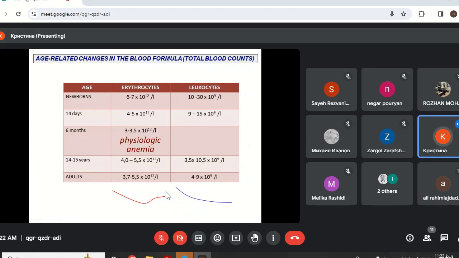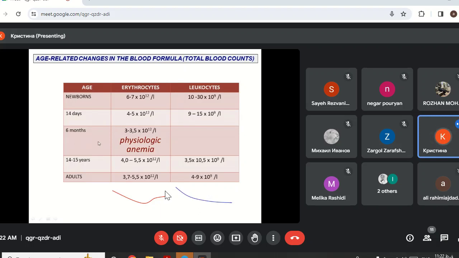Age-related changes in blood formula, total blood counts, are described in this table. In newborns we have a little bit higher level of erythrocytes if we compare it to the adult level. The adult level is here, 3.7 to 5.5 trillions per liter. In newborns it is a little bit higher than normal. Then at 14 days, it is almost the same as in adults.